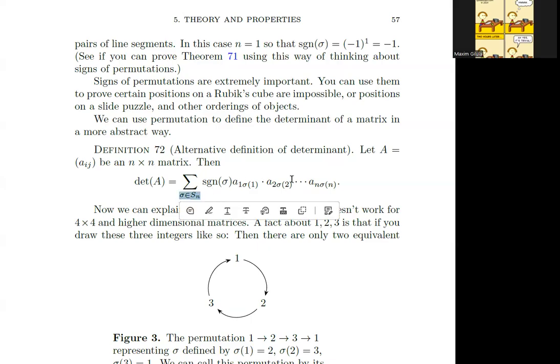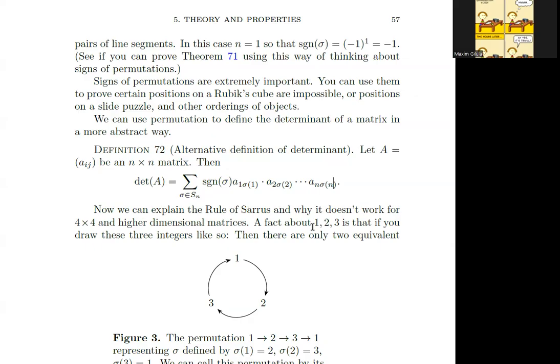So this sum has n factorial many things. The sign of sigma times A1 sigma 1, A2 sigma 2, and so on. So we're going to describe this and do examples of it. And let's talk about why the rule of Sarrus doesn't work for 4x4 and higher dimensional matrices.